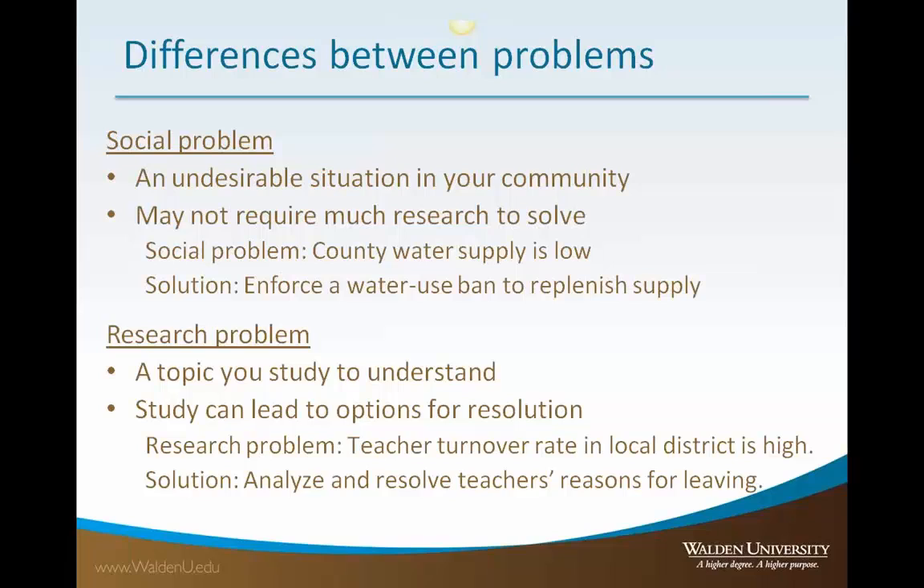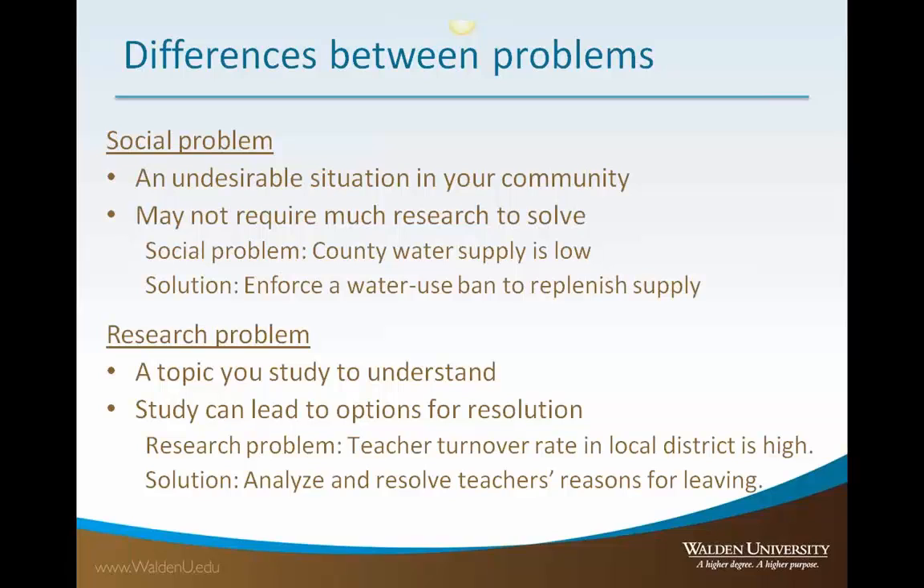So here are some differences between them. A social problem is an undesirable situation in your community. Low literacy rates, the achievement gap, failure of small businesses in downtown urban areas, shortages of math teachers, of nurses, health epidemics, obesity. These are social problems. They are undesirable situations that you see around you. They don't necessarily require much research, however, to resolve, depending on what that social problem is.